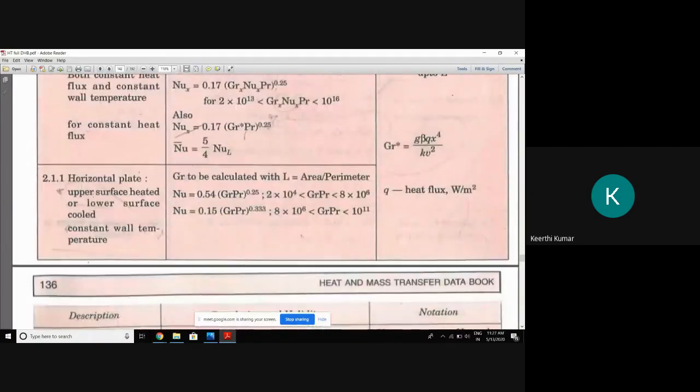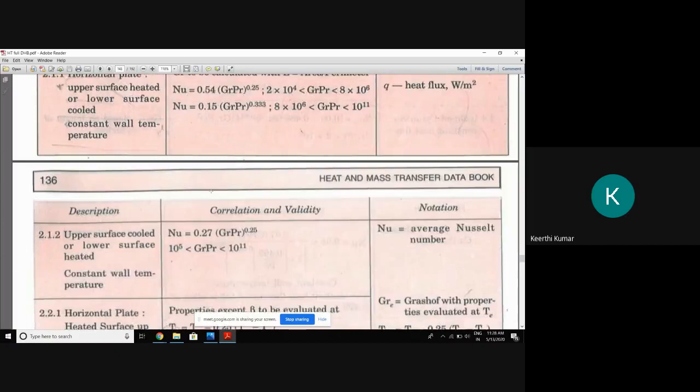Okay, and then if the plate is horizontal, right now we are doing the problem. If the plate is horizontal, upper surface heated and lower surface cooled, there are two formulas again. If the upper surface is heated, there are two Nusselt numbers, and those two Nusselt numbers depend upon the product of Gr into Pr. So if I want to use this, it is supposed to be in between 2 into 10 to the power of 4 and 8 into 10 to the power of 6. So this is suited, so I take it to find out the value of Nusselt number.